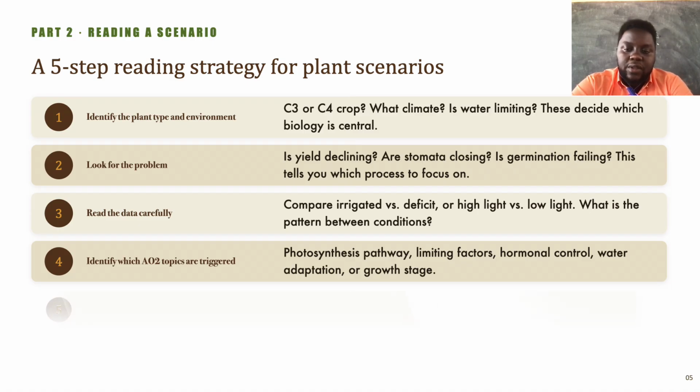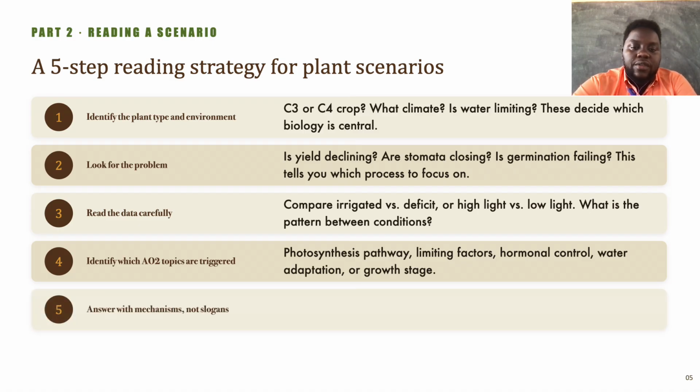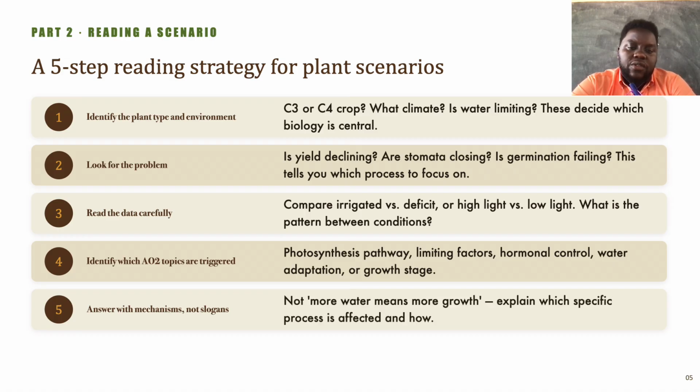And the fifth step that you need to look at is what is going to separate your answer from being a C grade to an A grade answer. I want you to answer your questions with mechanisms and not slogans. For example, I want you to think about this. Which one is more enough? To write more water means more growth. Okay? It's when a person writes more water means more growth. Is that a biological answer? That's a slogan. It can even be an advert.